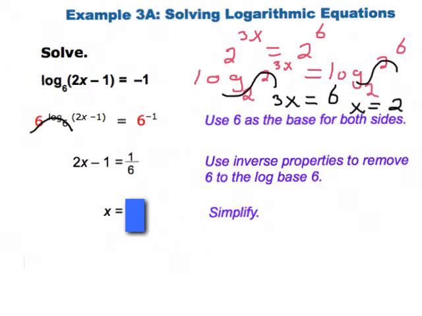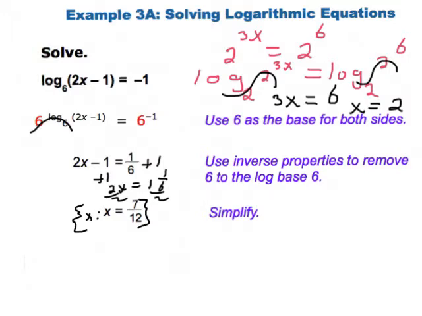Now we're going to add 1 to both sides, and then we're going to divide by 2, so I get 2x is equal to 1 and 1/6. Then I divided both sides by 2, and for my final answer, I got x equals 7/12. Now, don't stop there. Make sure you check your answers, and if it checks out, put it in set builder notation, and you're done.